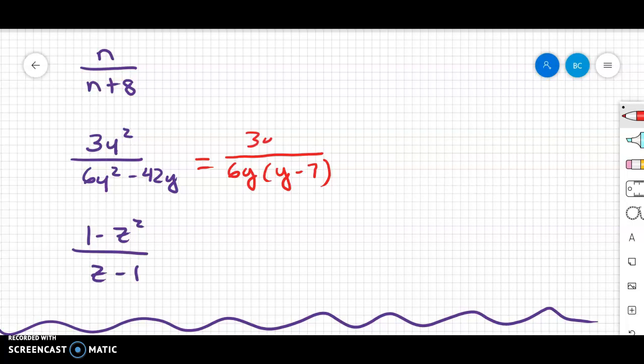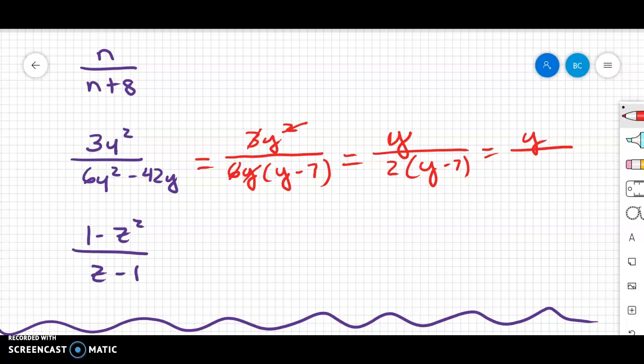Then I've got 3y squared in my numerator. Now I can cancel the 3 and the 6, so I've got 1 over 2. I can get rid of one of these y's and this y. So on the top I'm left with 1y, which I'll just make y. And on the bottom I have 2 times y minus 7, which I could simplify to 2y minus 14.